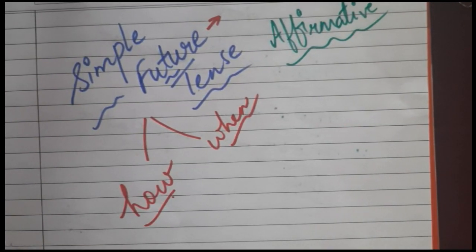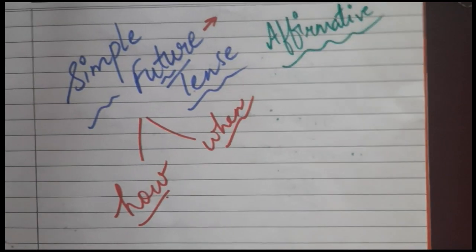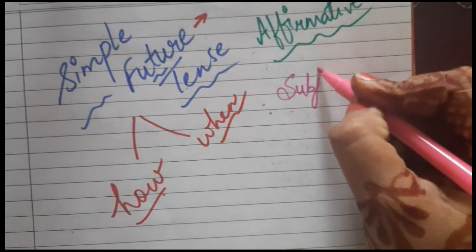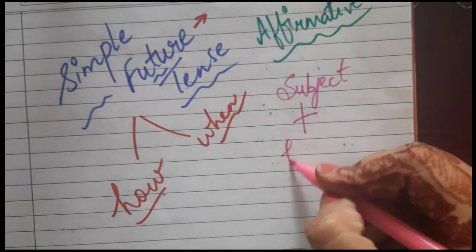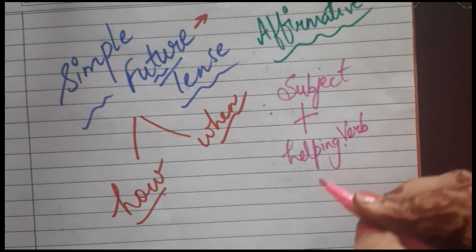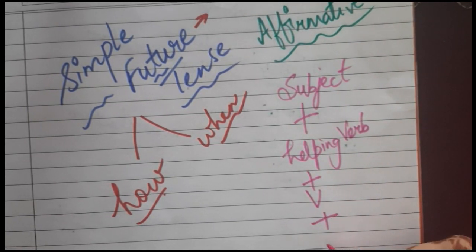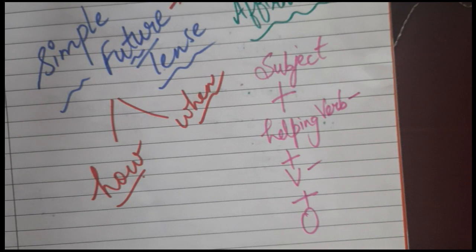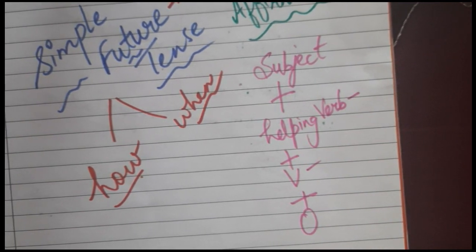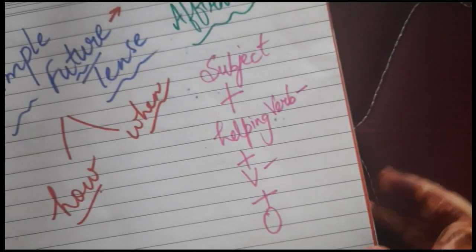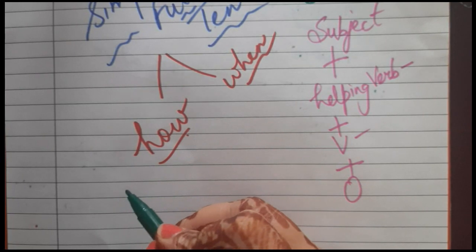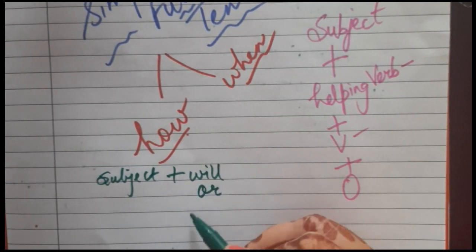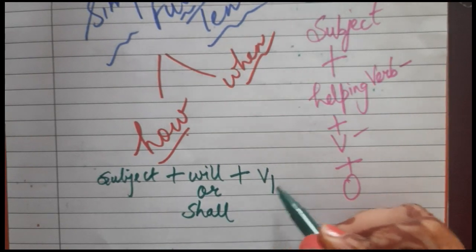So, dear children, when we use simple future tense, just like any other tense, the rule is the same. The formation of sentence is always the same. It is your subject that comes first, then comes your helping verb, and then comes the main verb, and finally your object. Now we need to know what the helping verbs are here, and which form of the verb we will use when we use simple future tense. So let us see. Whenever we want to use simple future tense, we will write our subject, and then the helping verb is will or shall. And then the verb form is V1.